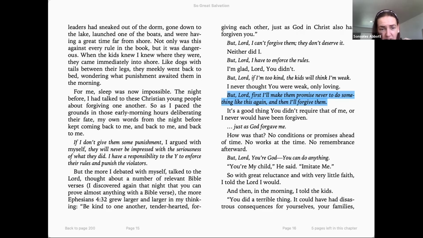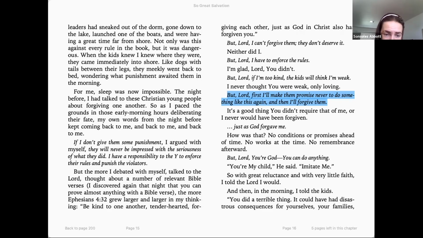How was that? No conditions or promise ahead of time, no works at the time, no remembrance afterward. But Lord, you are God. You can do anything. You are my child, he said. Imitate me. So, with great reluctance and with very little faith, I told the Lord I would.